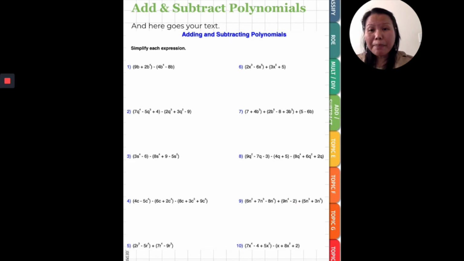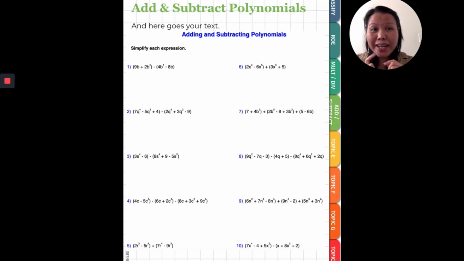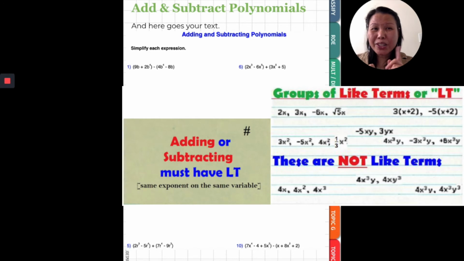All you have to keep in mind is the like terms in adding and subtracting polynomials. We only add, we only subtract when we have like terms. What are like terms? Remember the flashcard. Make sure to pull out your flashcard on like terms and review. Like terms are terms that have the same letter, x and x, not x and y, right? And the same power. Power is the exponent. So same letter, same exponent.